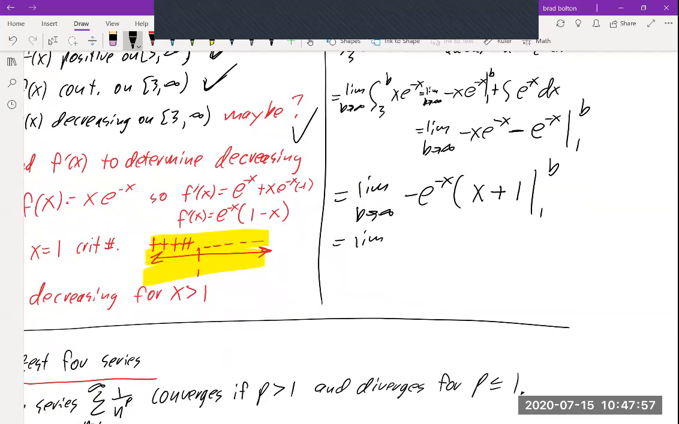So this will be the limit as b approaches infinity of negative 1 over e to the b. You know what? I see a mistake in there. I got to go back and fix it. Let me just write this again. Sorry about that, you guys. So this will be negative b e to the negative b minus e to the negative b, okay? Minus, I guess it wasn't a mistake. It was just I didn't like the way I had it written.